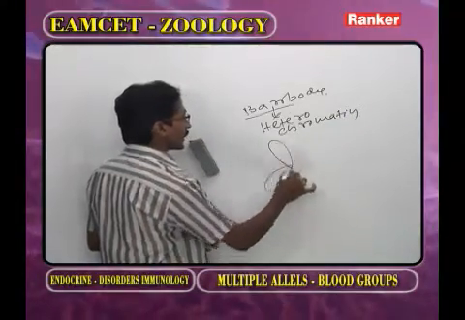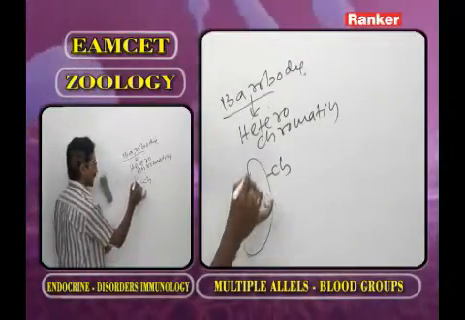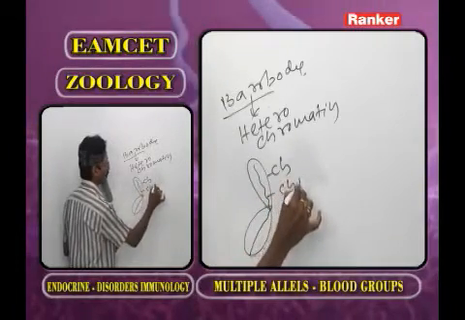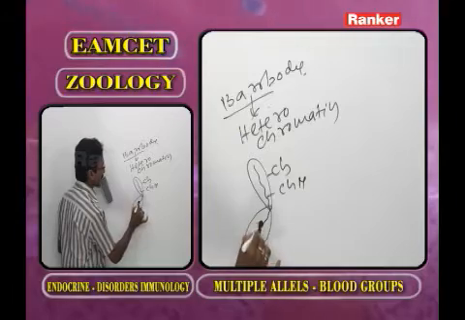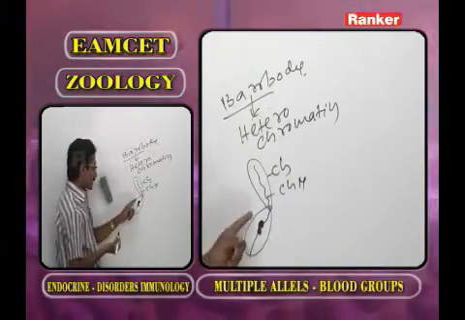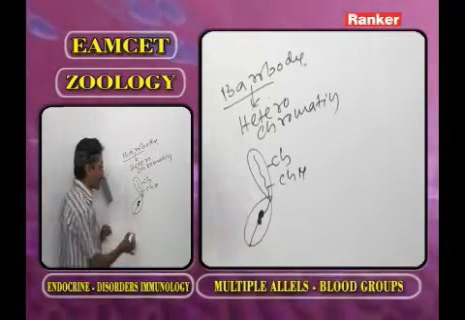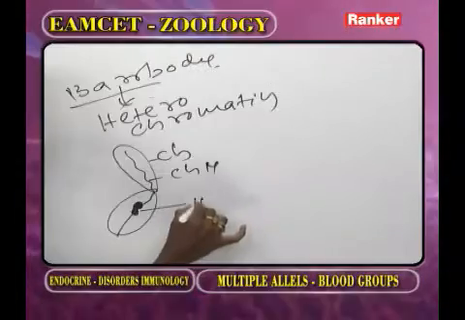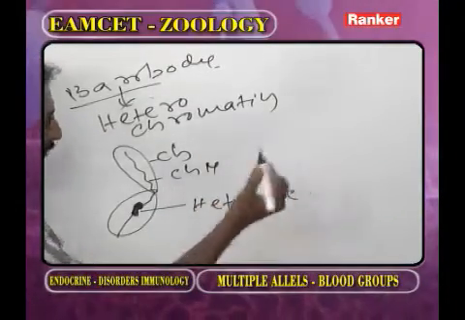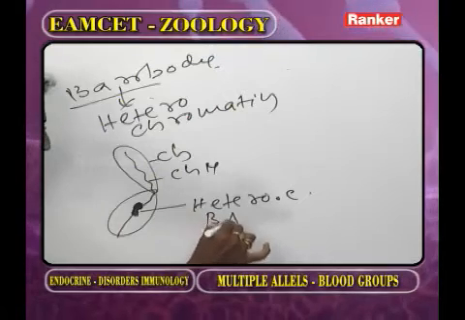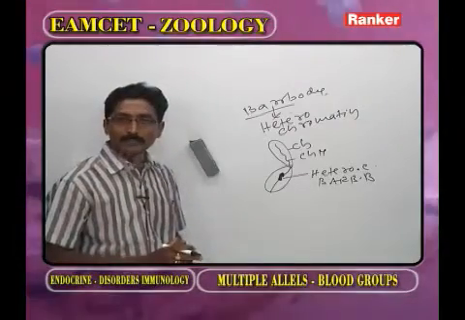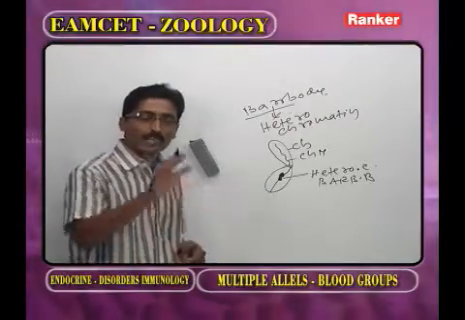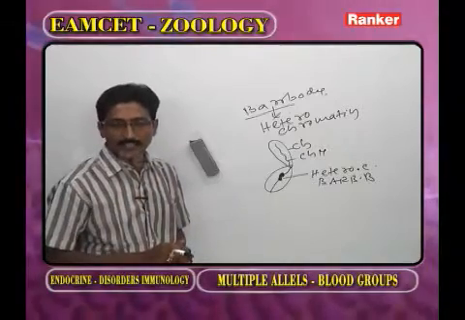Now, this one we call it as the chromosome. In the chromosome, what is present? The chromatin material. Here and there, the chromatin material is darkly stained. The place where chromatin material is darkly stained, that we call it as the heterochromatin. That heterochromatin is named as the bar body. The bar body is present in all female human beings. Bar body is absent in all male human beings. But there is one exception.